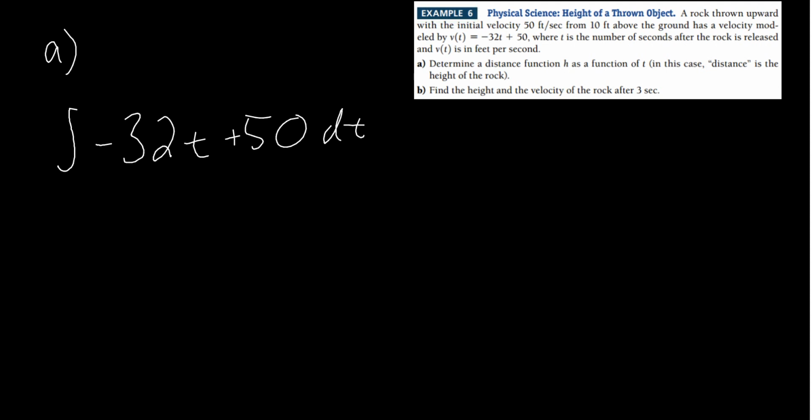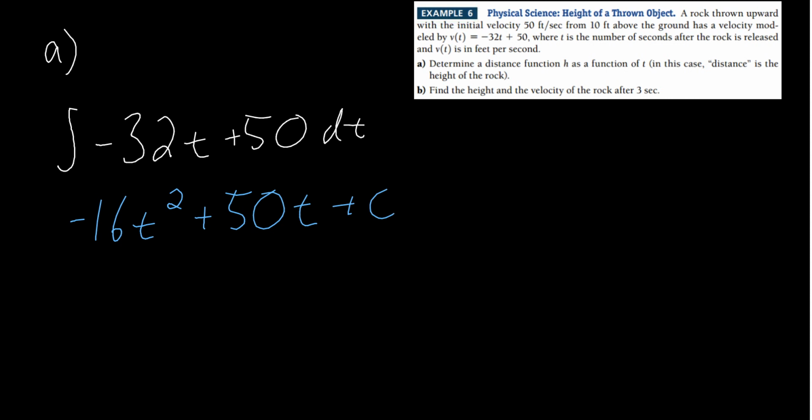So if we take the integral here, the exponent 1 turns into a 2, and then we divide that entire term by 2, so we have negative 16t squared. Plus, this term doesn't even have a variable on it, so we attach one to it, so plus 50t. We're not done though, because we have to put the plus c.